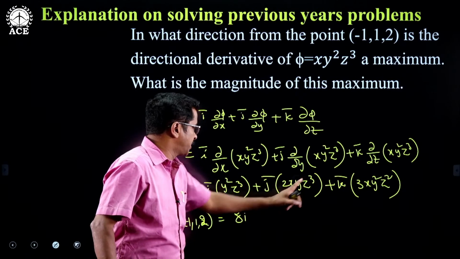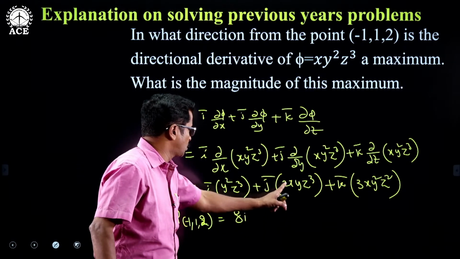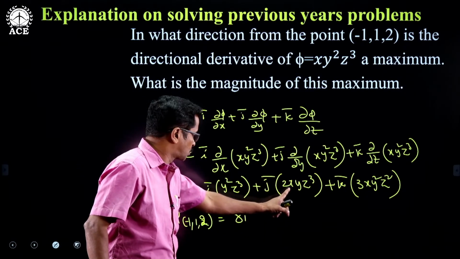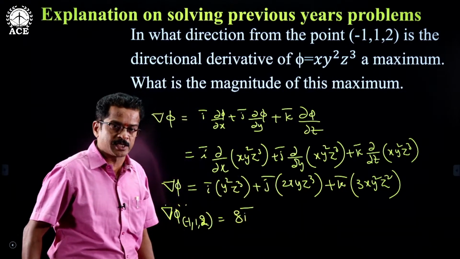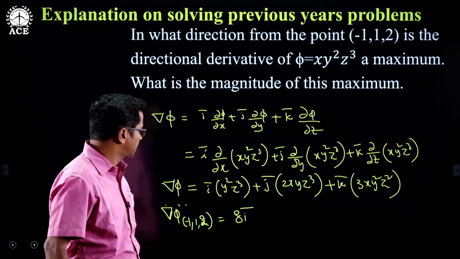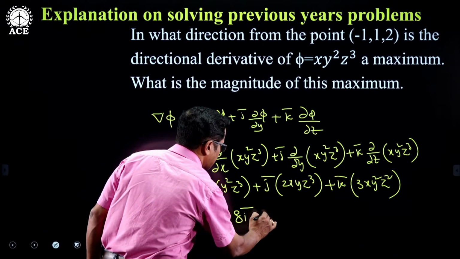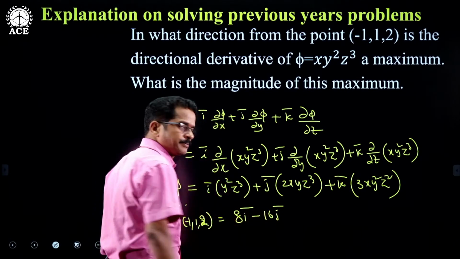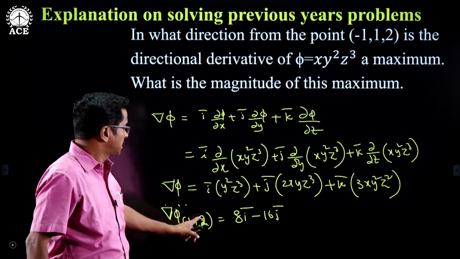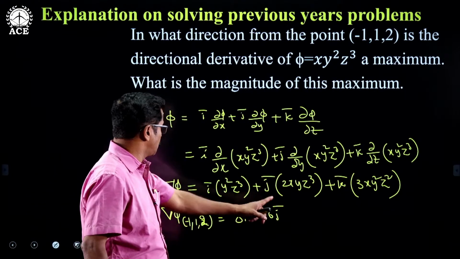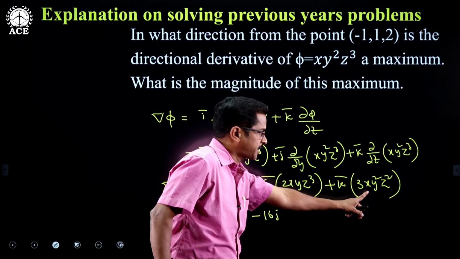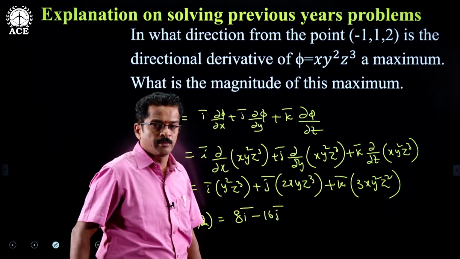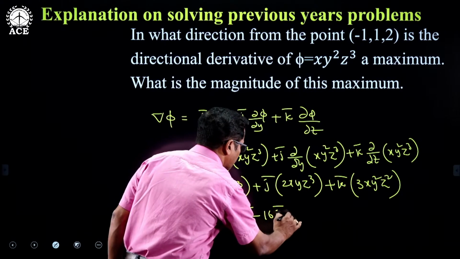And 2xyz cube: 2 into minus 1, minus 2 into 1, minus 2 into 8, since z cube is 8, minus 2 into 8 is going to be minus 16 j bar. Next, plus k bar into 3 into minus 1, minus 3 into 1, minus 3 into 4, minus 12 k bar.